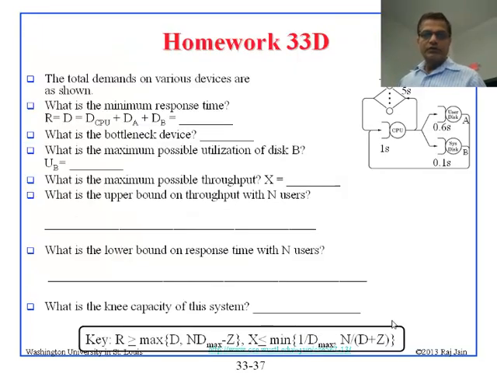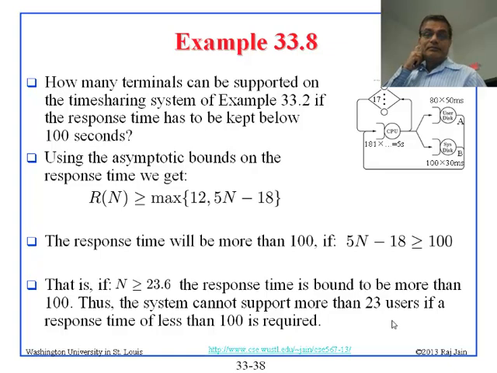So there is a homework for you to do on the asymptotic bound. Again, this homework is easy because all you have to do is fill in the blanks. You don't have to think too much. It's already given, even the formulas are given. But I would appreciate it if you read the book, because there is a lot more in the book.